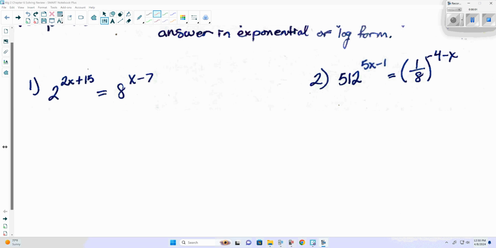We're going over the review sheet today. So the first problems we're looking at are these two here, 1 and 2. So number 1: 2 to the 2x plus 15 equals 8 to the x minus 7.